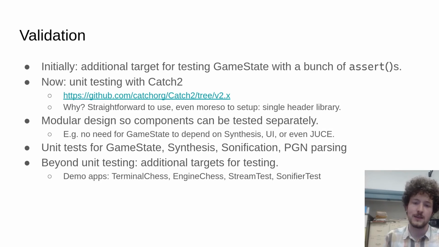We've tried to build things in a modular way so that components can be tested separately. For instance, there's no need for game state to depend on synthesis, UI, or even anything Juice. And that makes it a little bit easier to set up unit tests. We have unit tests for game state, synthesis, sonification, and PGN parsing. And then we also have some additional targets for testing manually, like terminal chess lets you just play chess in your terminal, or engine chess runs an engine, which is not convenient for unit testing. We also have stream test and sonifier test for similar reasons.